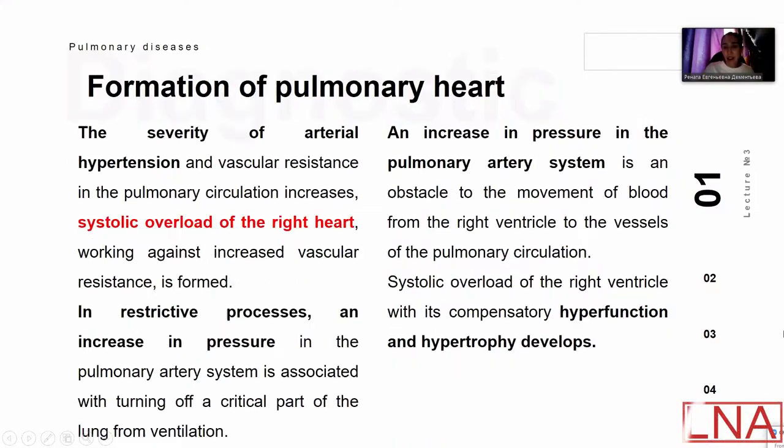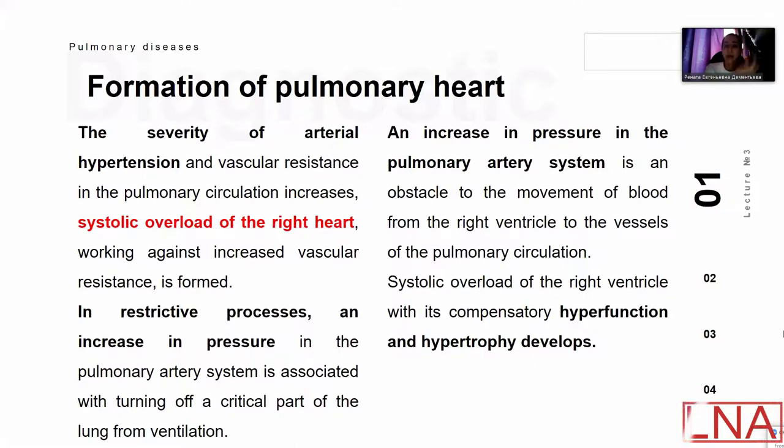Yes, zones of hypoventilation. An increase in pressure in the pulmonary artery system is an obstacle to the movement of the blood from the right ventricle to the vessels of the pulmonary circulation. Yes, it causes a total peripheral resistance of the blood vessels increasing. It's spasm. In fact, total peripheral resistance increasing means that it's spasm of all arterioles. It's working like an obstacle to putting out blood from the right ventricle to the vessels of the pulmonary circulation for normal lung circulation and perfusion and gas exchange. And systolic overload of the right ventricle with its compensatory hyperfunction and hypertrophy develops.